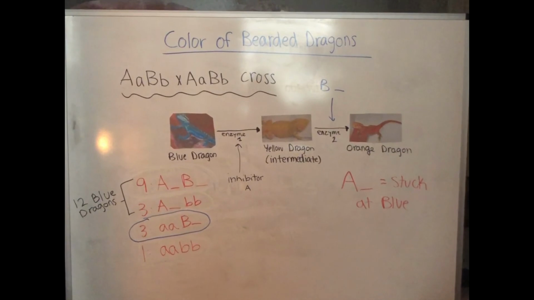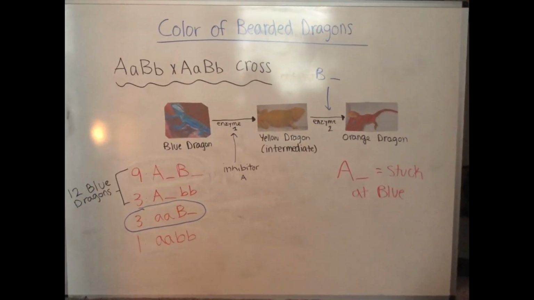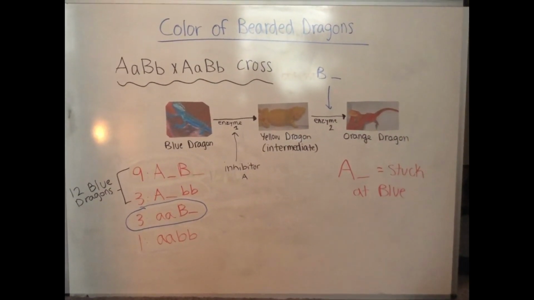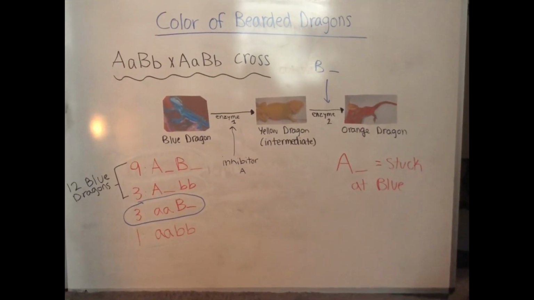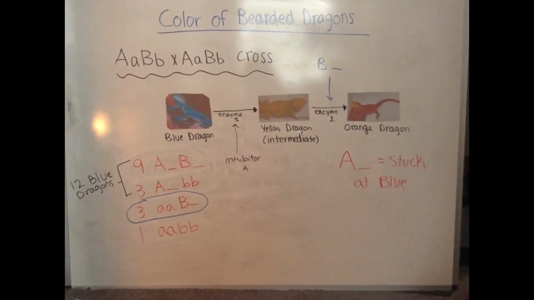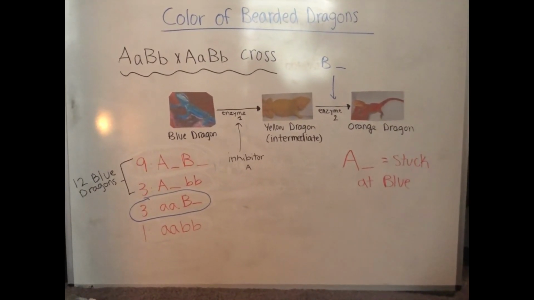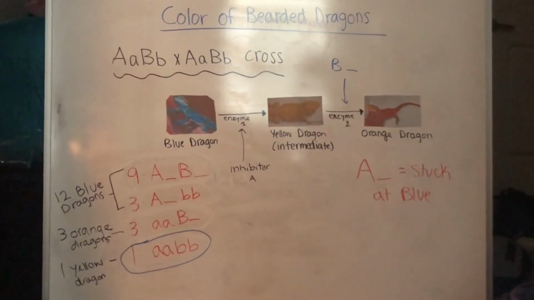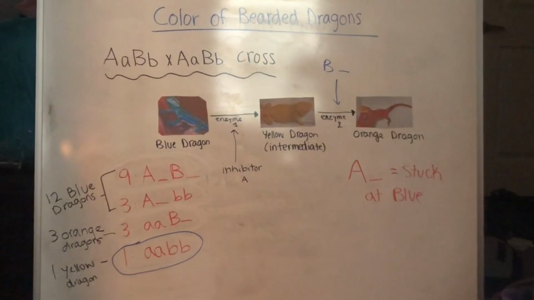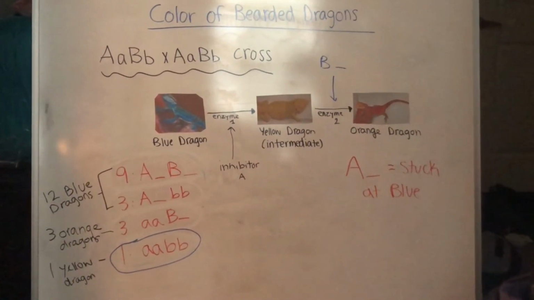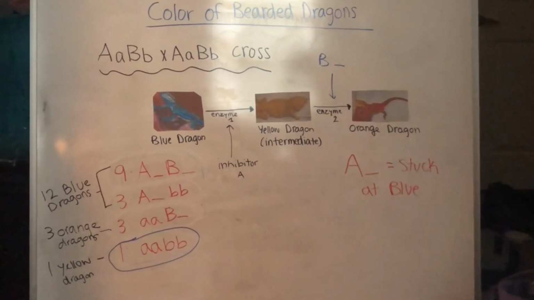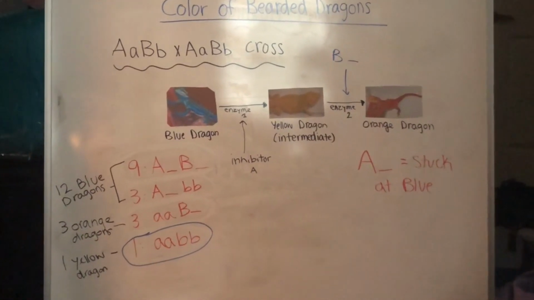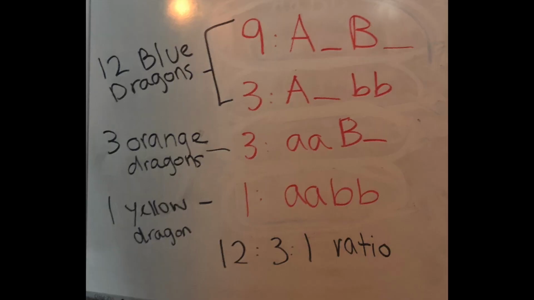We are now going to look at the next one I have circled in blue. Since it is little a, big B something, we are going to progress to the yellow dragon intermediate due to the fact that we have little a. And since we have a big B allele, we are able to progress even further to the orange dragon, the final product. Lastly, since we have little a, little b, we are only able to progress from the blue dragon to the yellow dragon intermediate because the little b blocks us from progressing any further to the orange dragon. This ends with a ratio of 12 to 3 to 1.